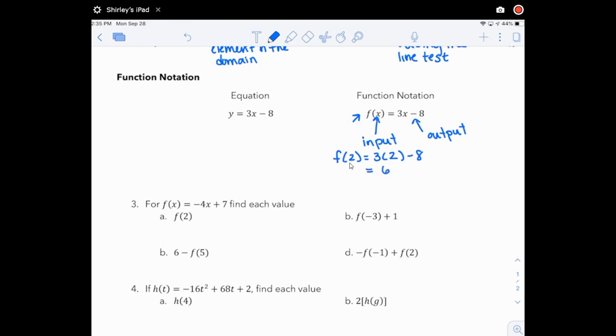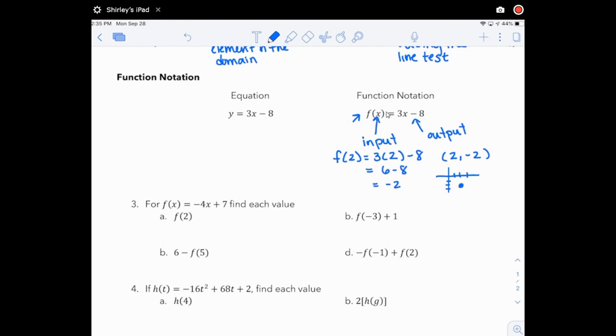3 times 2 is 6. 6 minus 8 is -2. So when I plug 2 into my function or my equation, it gives me an output value of -2. So that means my coordinate point would be 2, -2. If I were to graph this, I have 1, 2, 3, 1, 2, 3, I would be at 2, -2.